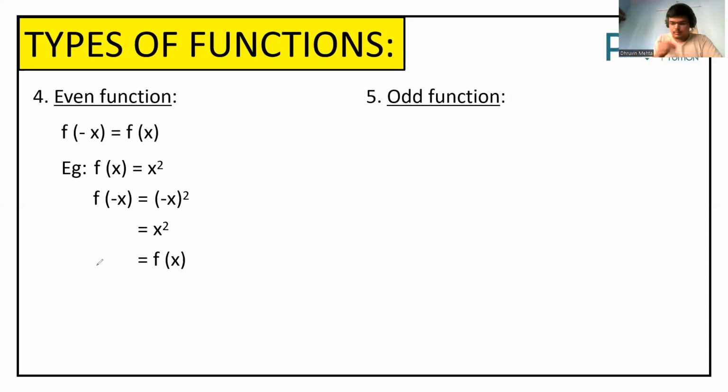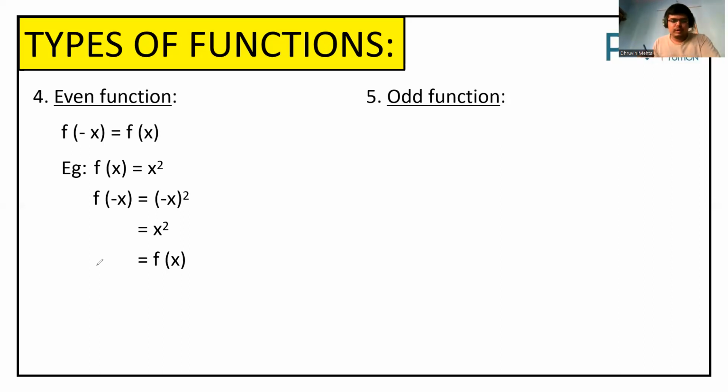Sir, f of 2 is equal to 2 square, which is 4, and f of minus 2 is also 4. If x square is a function, then x raised to 4, x raised to 6 will also work, so x raised to any even power, basically even number power.